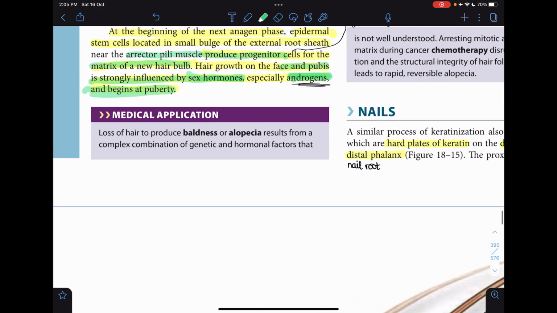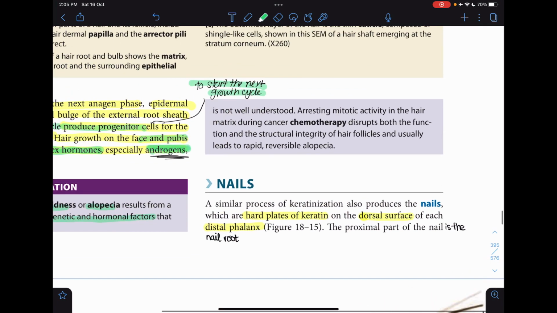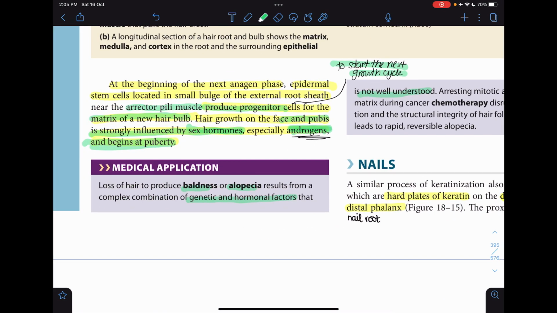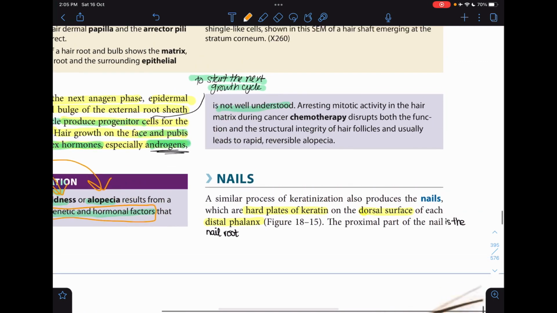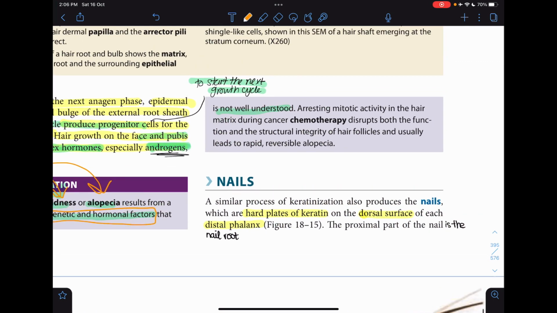Loss of hair to produce baldness and alopecia results from the complex combination of genetic and hormonal factors that is not well understood. Now it tells us here that loss of hair leads to baldness, and also leads to alopecia, which is hair loss in patches. It results from a complex combination of genetic and hormonal factors that is not well understood. We still don't understand it well.